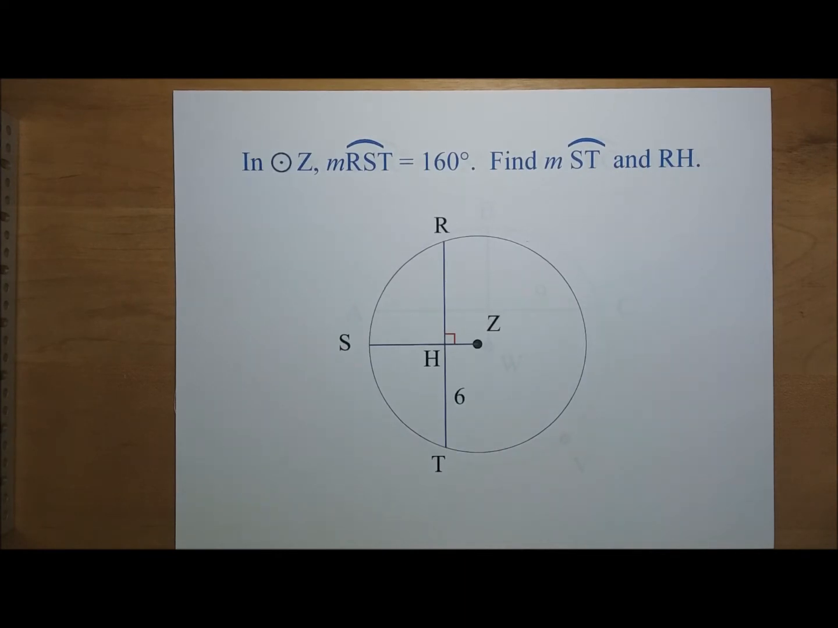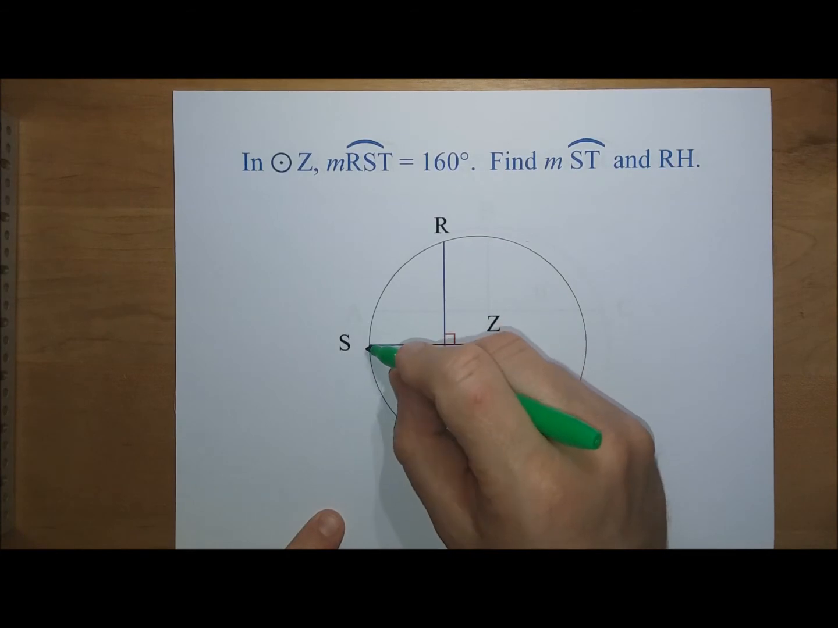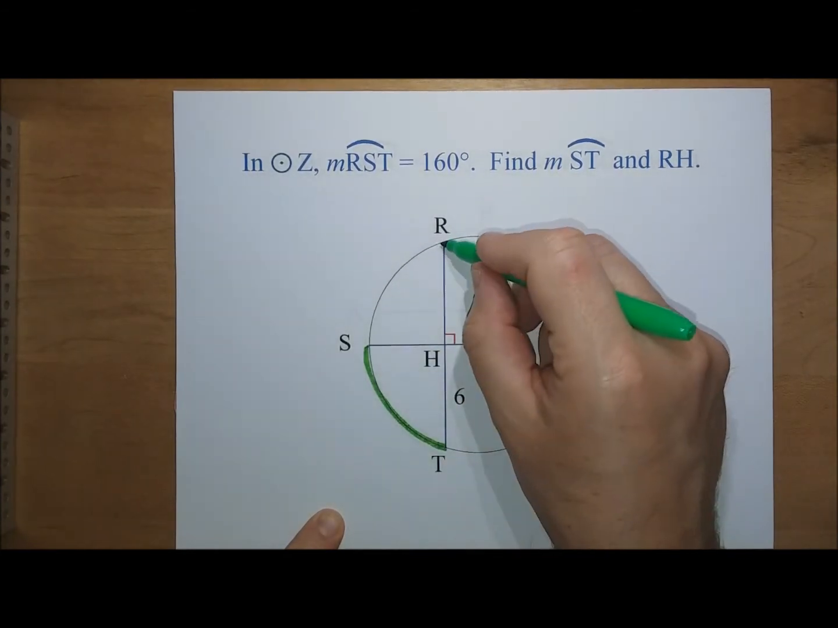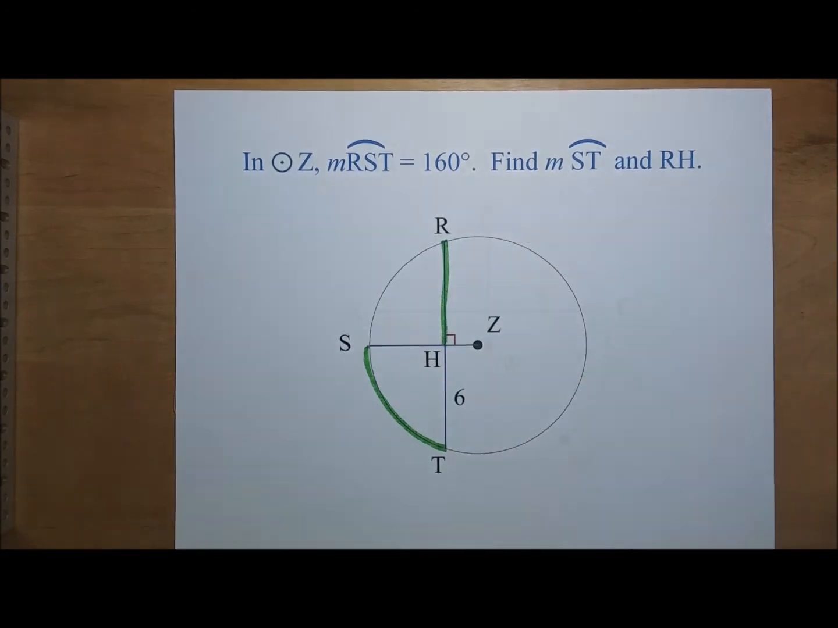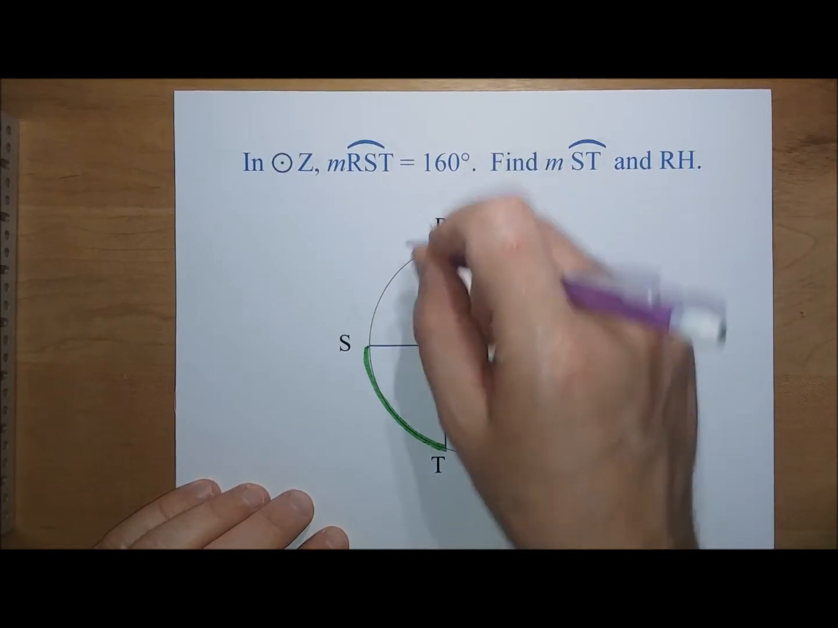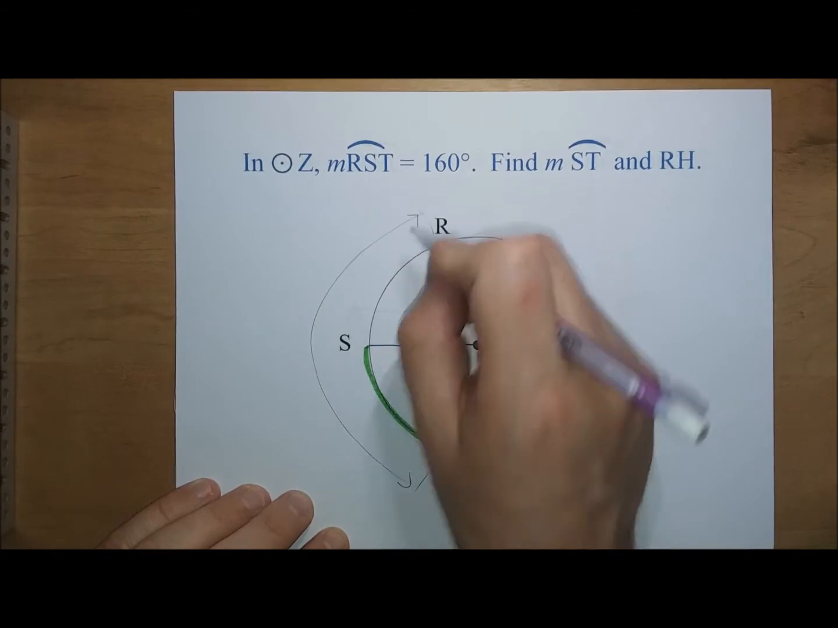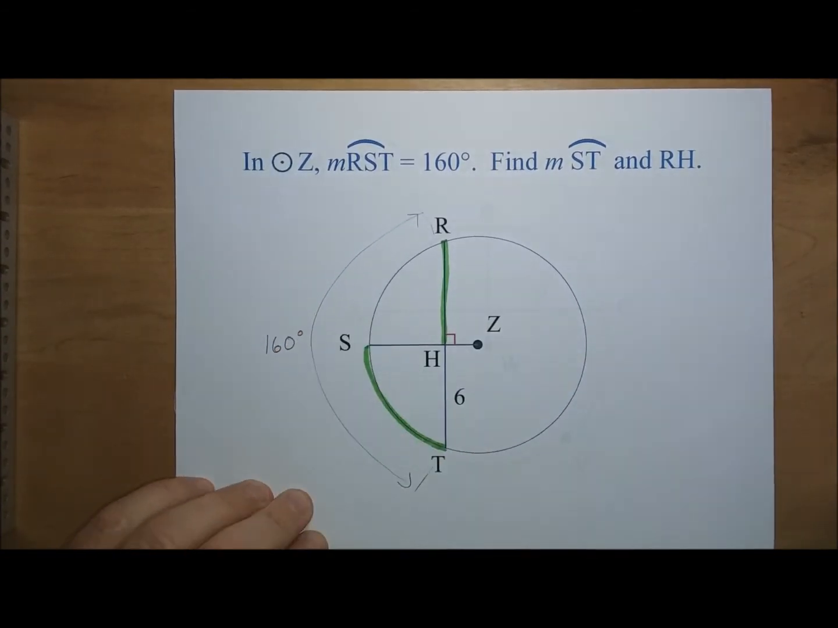Here in circle Z, they tell us the measure of arc RST is 160 degrees. Could we find the measure of arc ST and RH, which is a segment? So could we find ST? We want to find this. And could we find RH? Okay, so what do we know here? This whole arc, I'm going to draw this so that we know we're talking about the entire arc here, is 160 degrees.